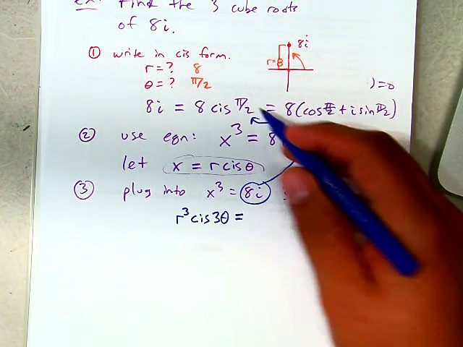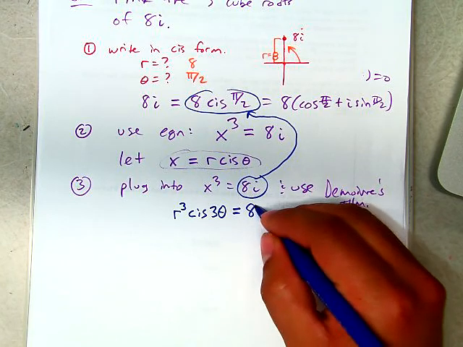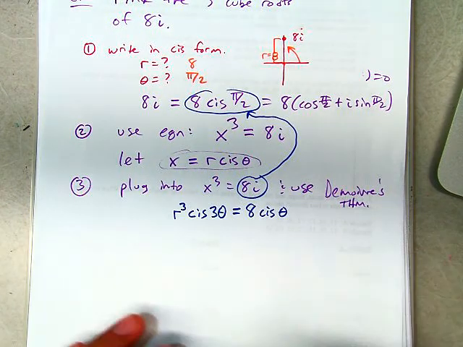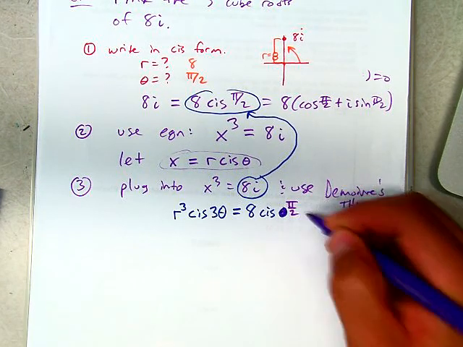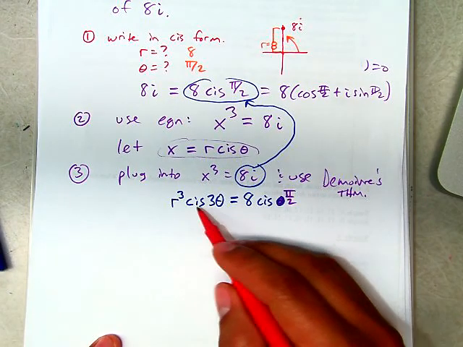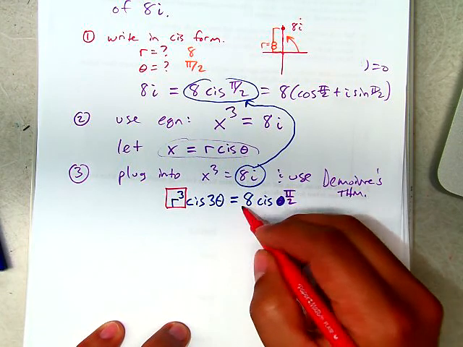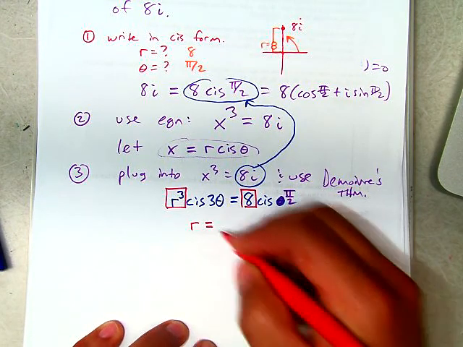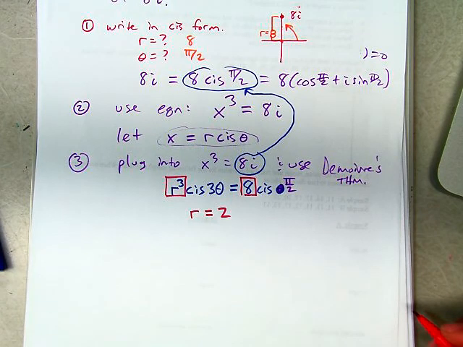And now 8i, I have 8i written in trig form right here. So I'm just going to write it as 8 CIS theta. Oh, sorry, I know what theta is. That's my bad. Theta is pi over 2. Now we're in pretty good shape because we basically have to match everything. This r cubed has to equal what? It has to equal 8. So right away, that tells us that the radius is going to be 2 if I cube root the r.